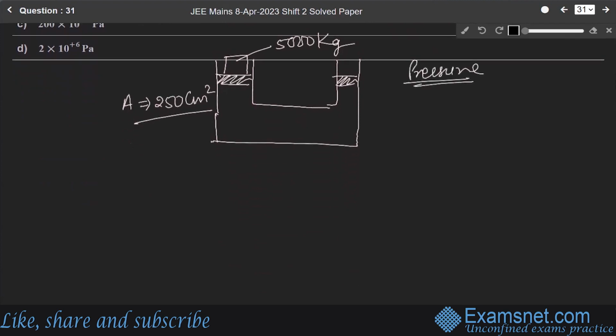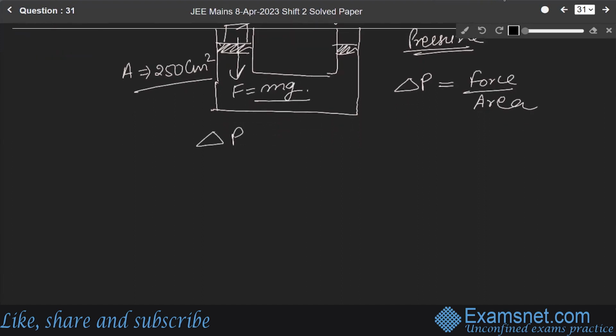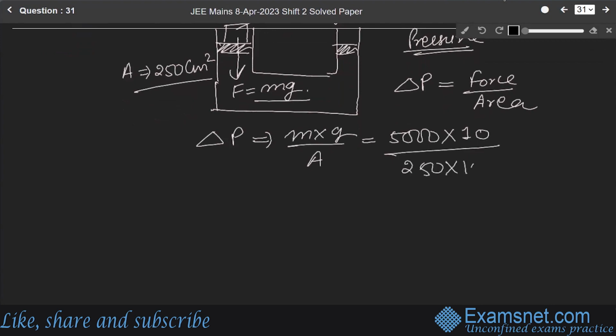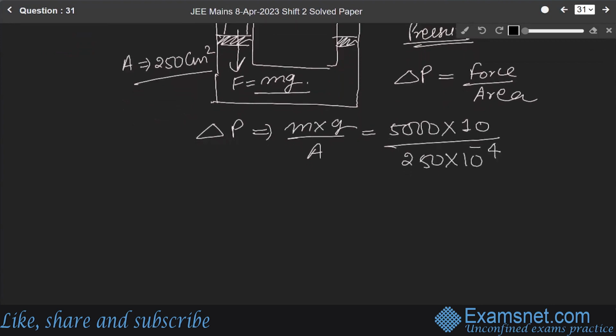So according to Pascal's law, delta P transmitted throughout the liquid is equal to force over area. Here in this case, the downward force F will be equal to mass into gravity. So delta P, the pressure, will be equal to mass into gravity over area. Mass is given as 5000, taking gravity as 10, over area 250 centimeter square, which means 250 into 10 to the power minus 4.